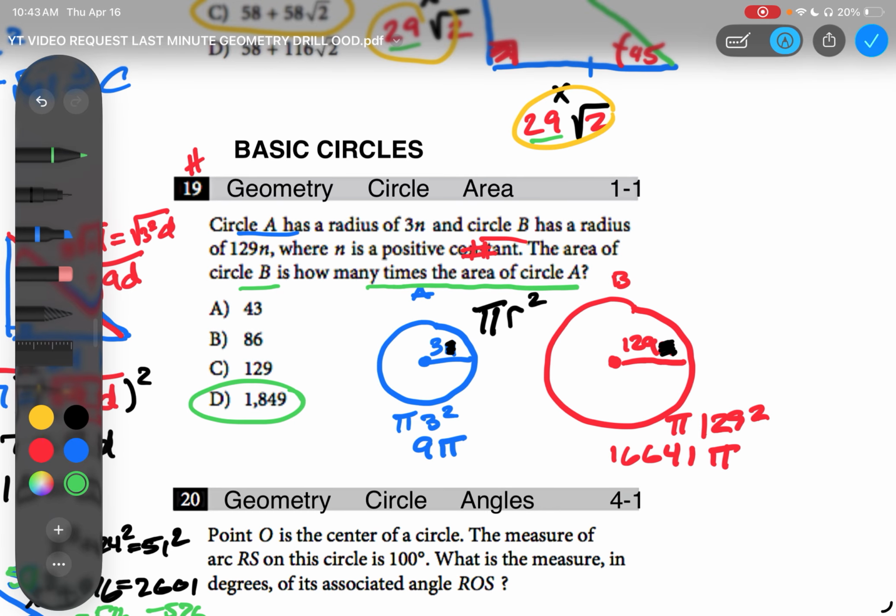What makes this a hard question? That they're using the letter N and they're trying to confuse you. They want you to do this. Let me figure out the first one. It's going to be pi times 3n squared. Yeah, eventually you can get to the answer by doing that, but it's going to be confusing if you do so. Just make n equal 1, and then you just have a radius of 3, and the other one's 129, and it's out.